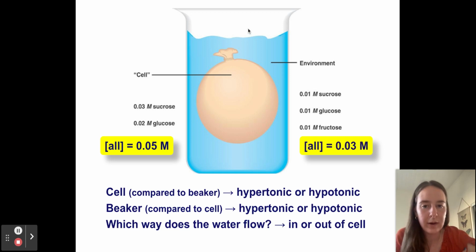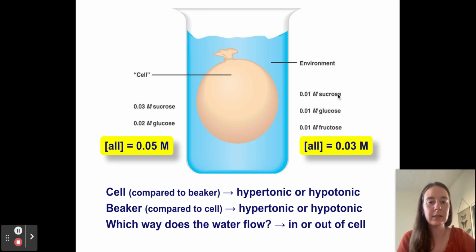And then let's look outside in the environment. We have an environment of water, and we've dissolved 0.01 molar of sucrose, 0.01 molar of glucose, and 0.01 molar of fructose. So in all, we're measuring 0.03 molar on the outside. When we're talking about molarity, we're talking about a measure of the amount of solute in a solution. And the solutes in this case are sucrose, glucose, and fructose.